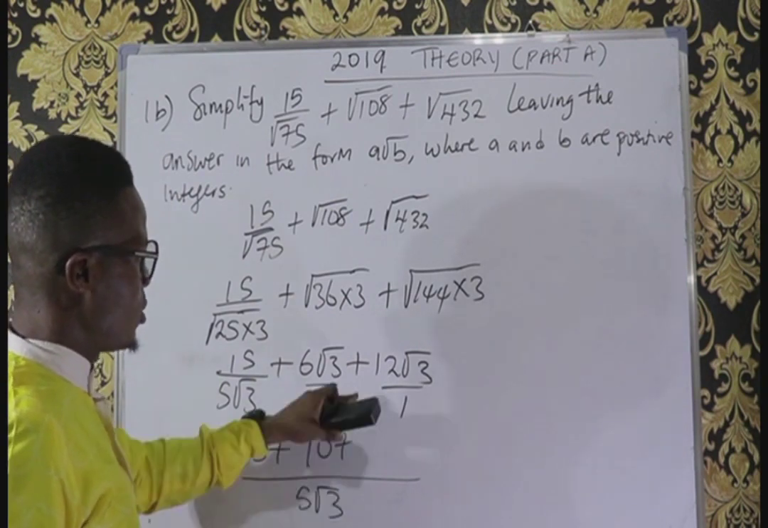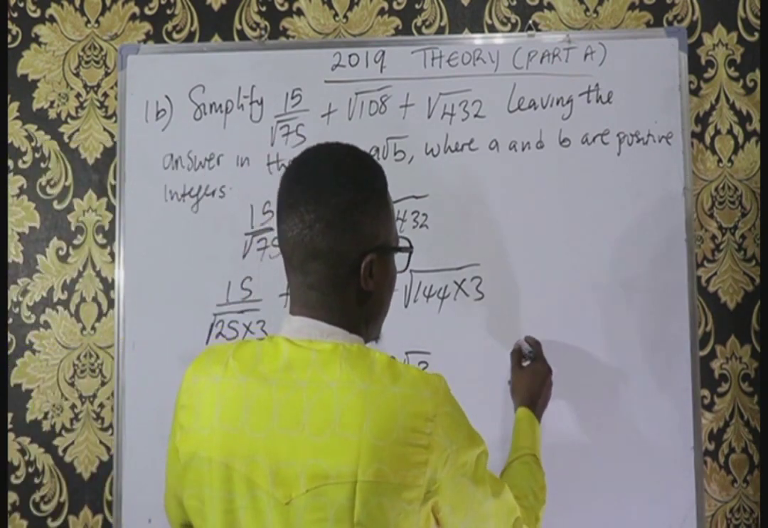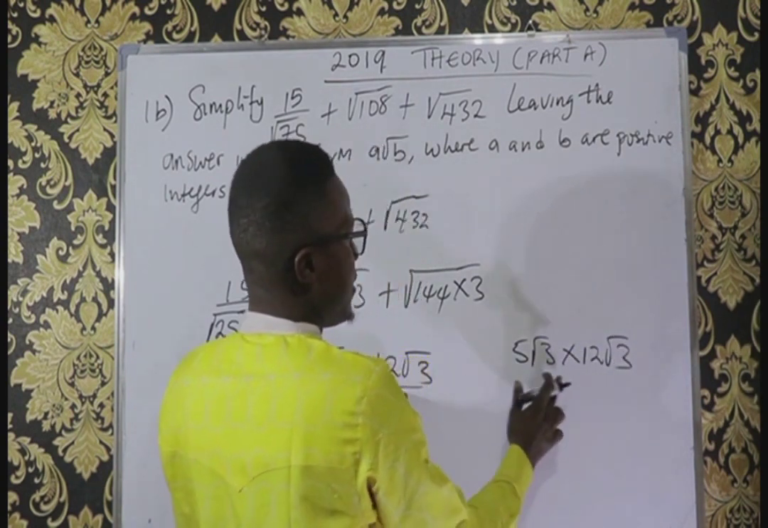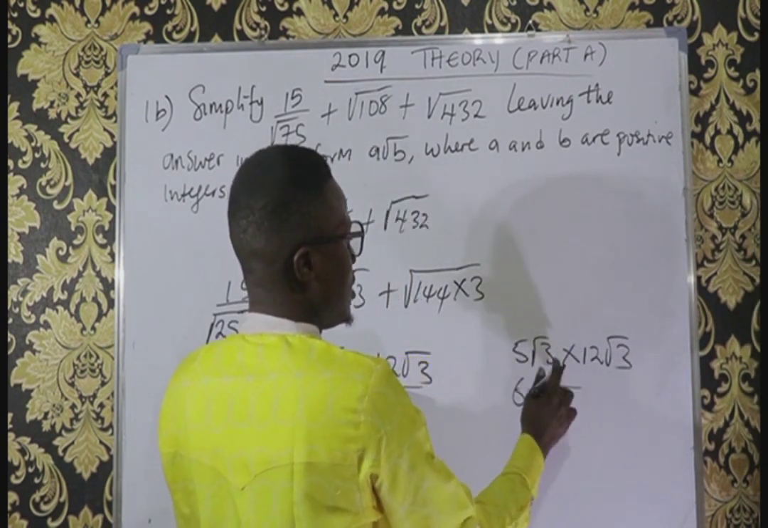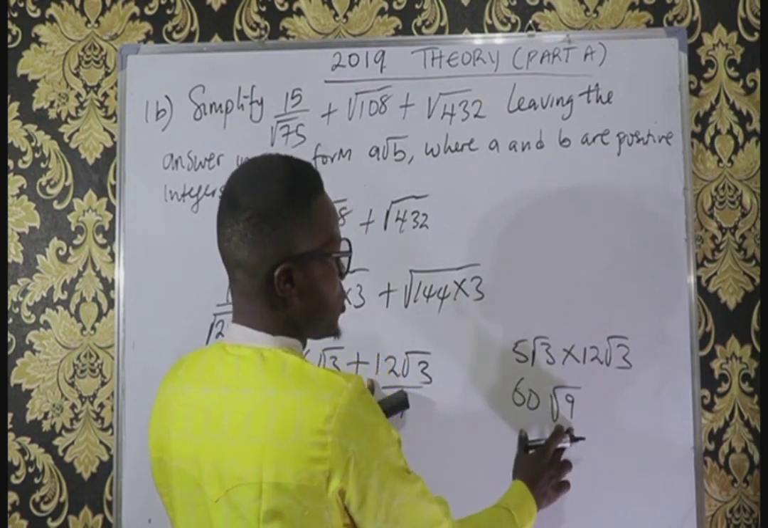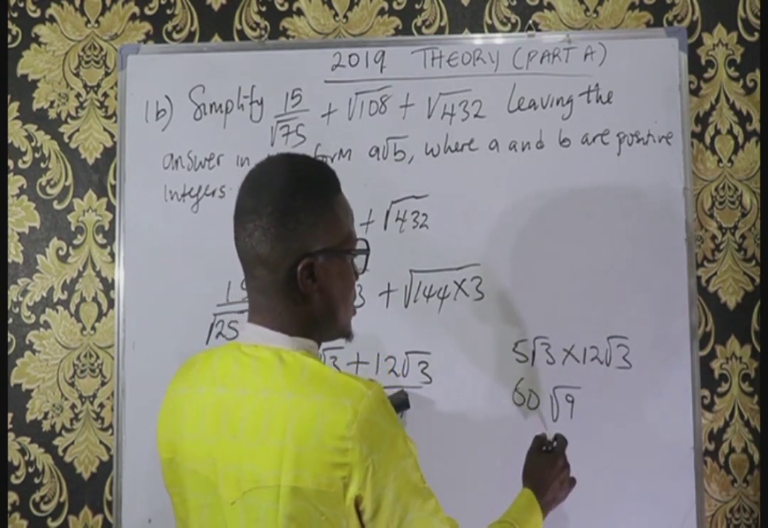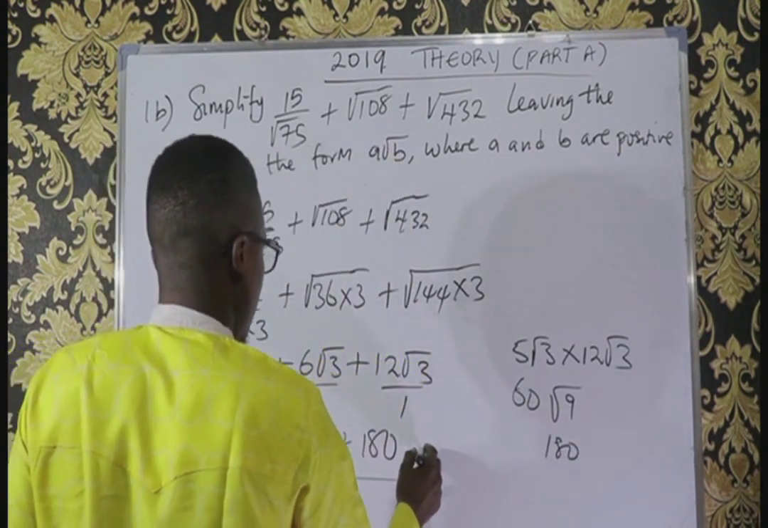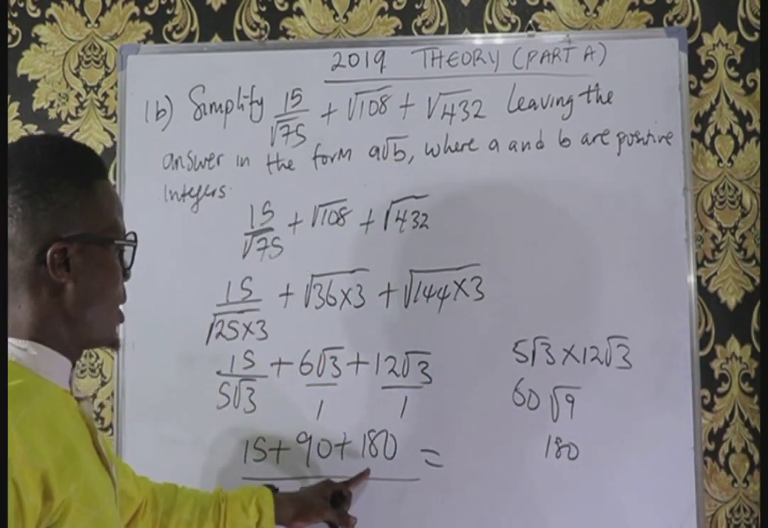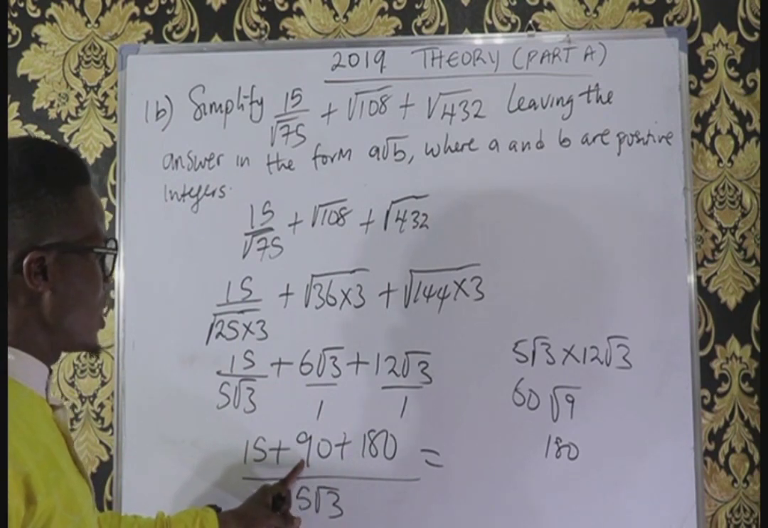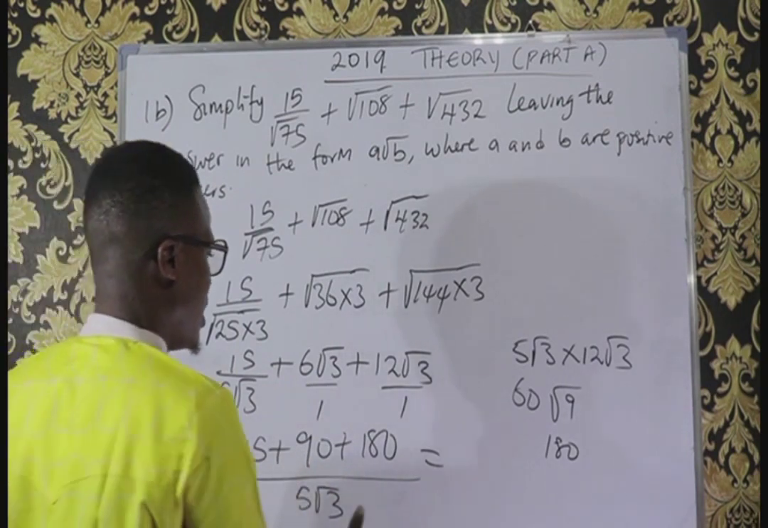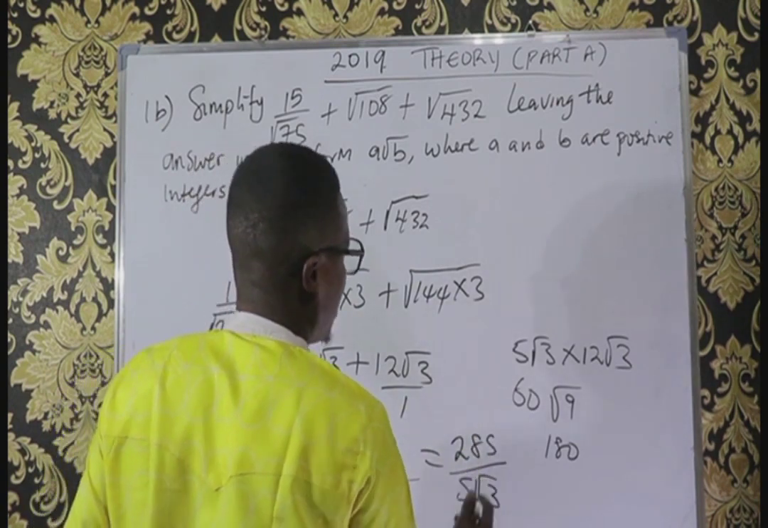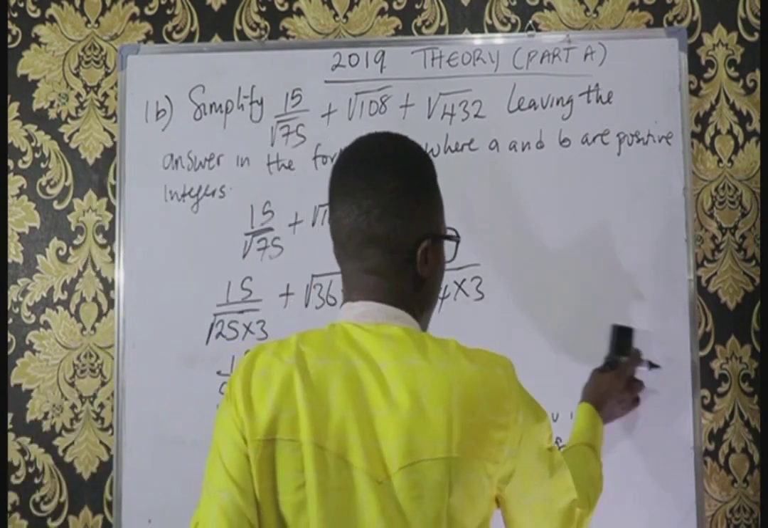So I'll use 5 root 3 to multiply 12 root 3. 5 root 3 times 12 root 3. 5 times 12 is 60. 3 times 3 is 9. Square root of 9 is 3. 3 times 60 is 180. So you write 180. When I add up, 180 plus 90 will give me 270. Plus 15, I'll have 285 over 5 root 3. So at this stage, I can rationalize this.